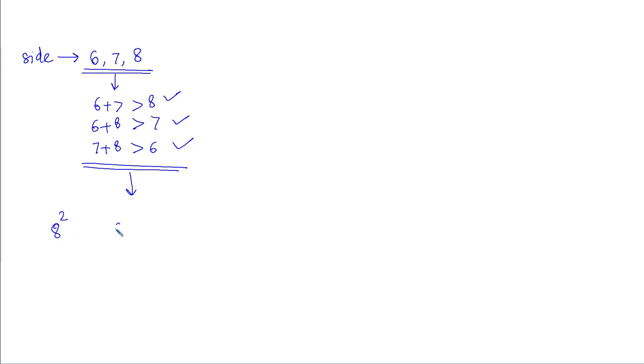And the sum of squares of the other two sides on the right hand side. Now let's identify which side is greater. So this is 64 and this is 36 plus 49. Clearly we can see that 8 square is less than 6 square plus 7 square. So over here C square is less than A square plus B square.